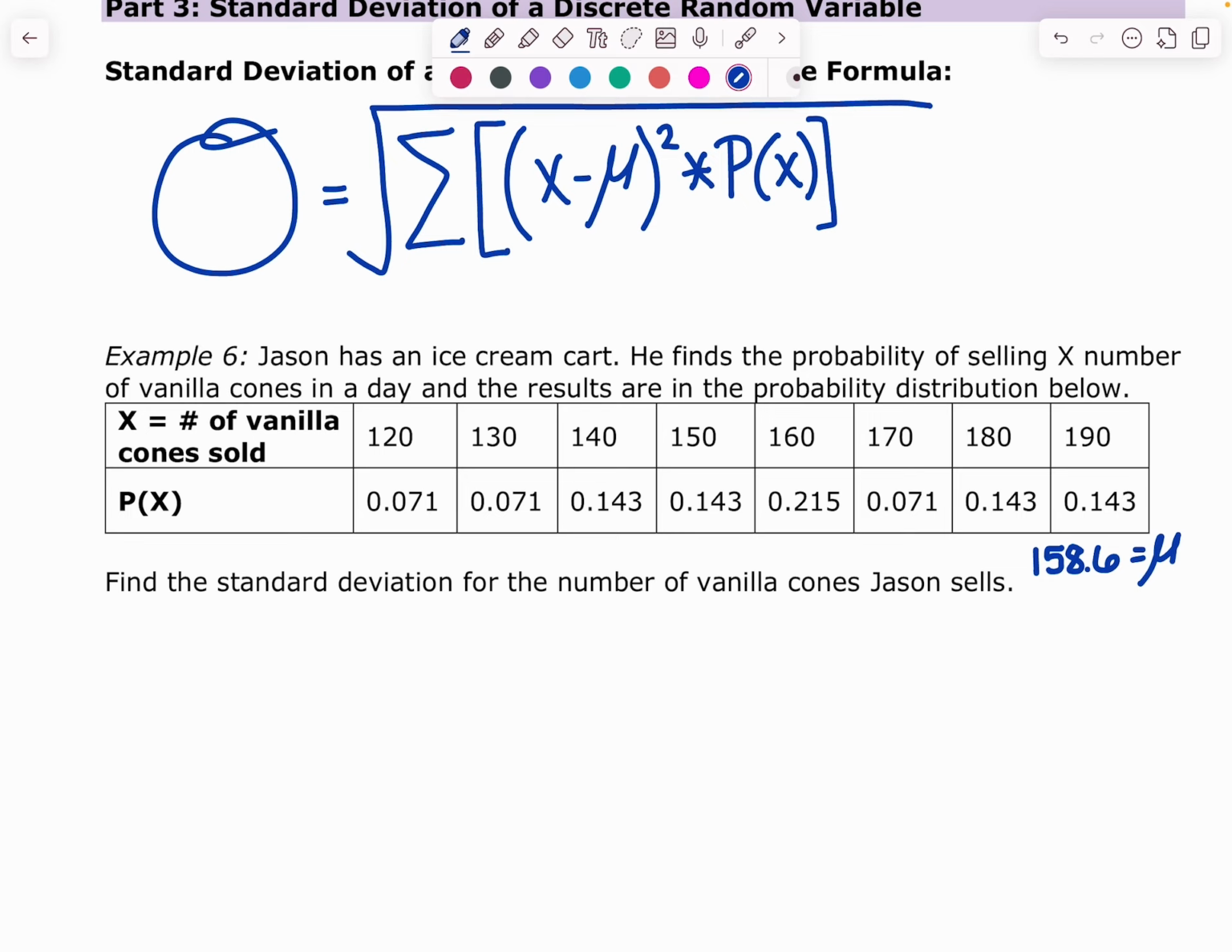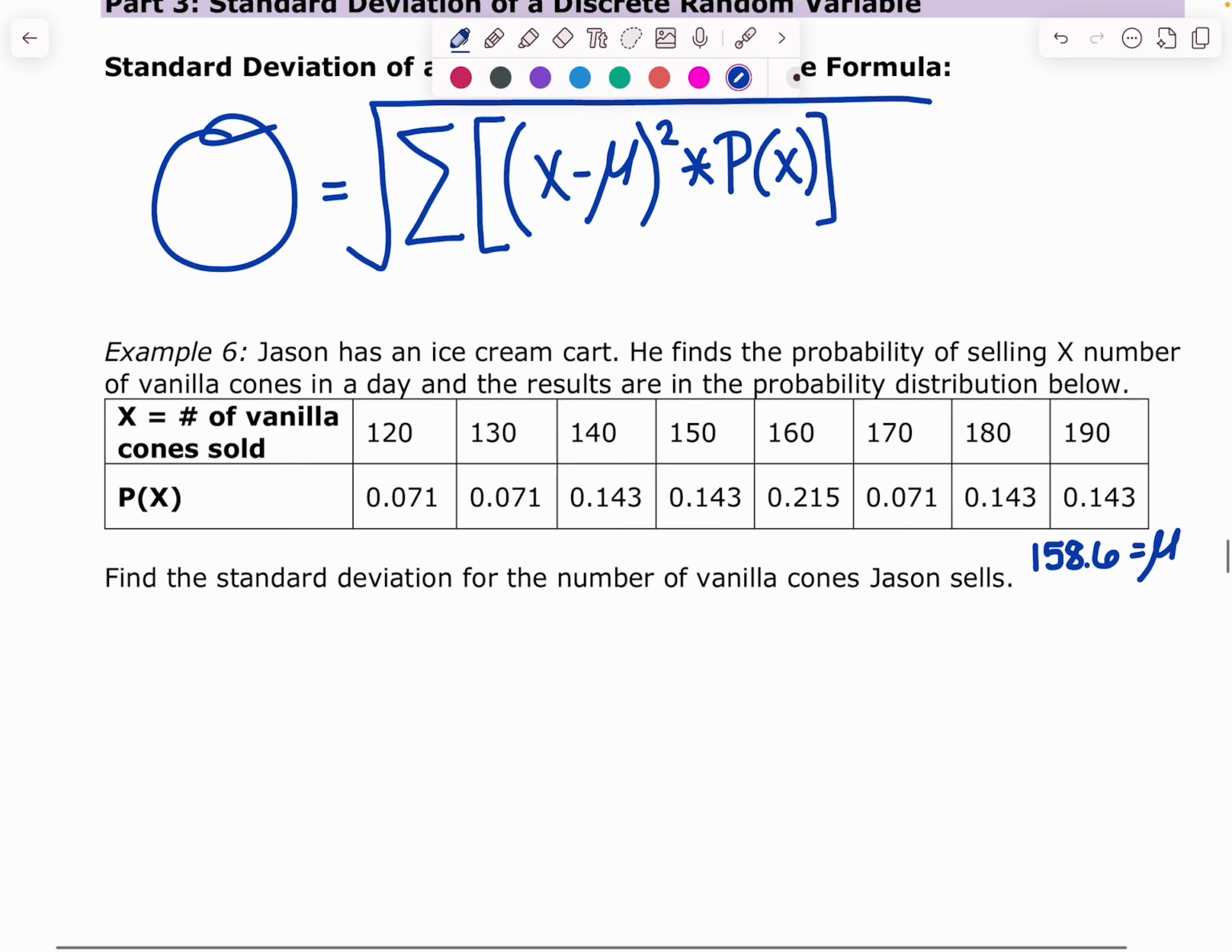So we're going to use this to find the standard deviation. The first thing I'm going to do is take each x value and subtract the mean and square that answer, and then I'll multiply them by their probabilities, add everything up, and then do the square root. We're going to do this one time by hand here in the notes so that you can see what's happening behind the scenes, and then after this, we will have technology to help us with these calculations.